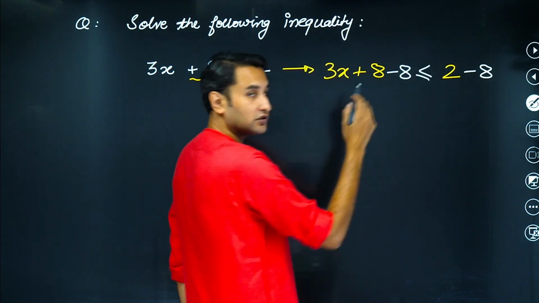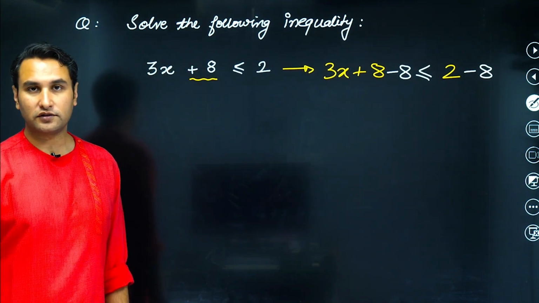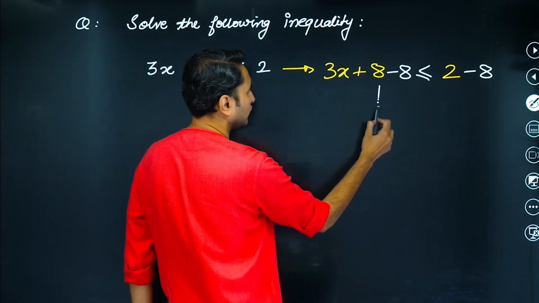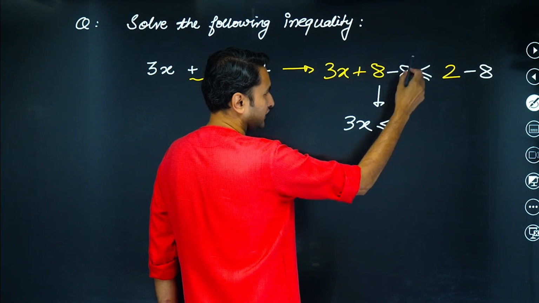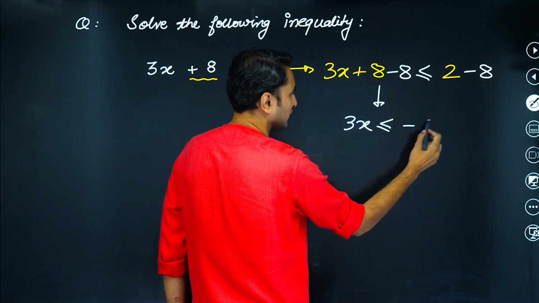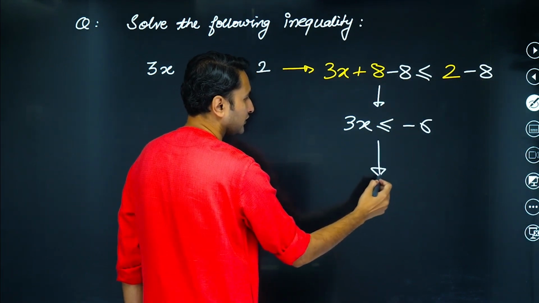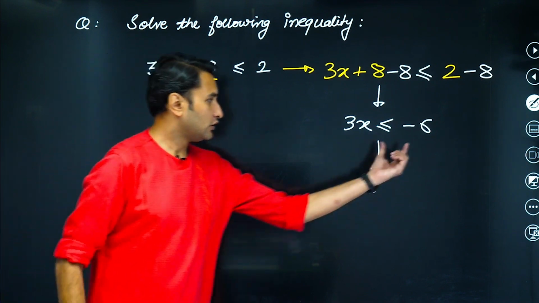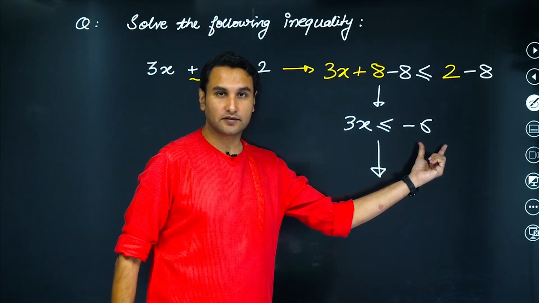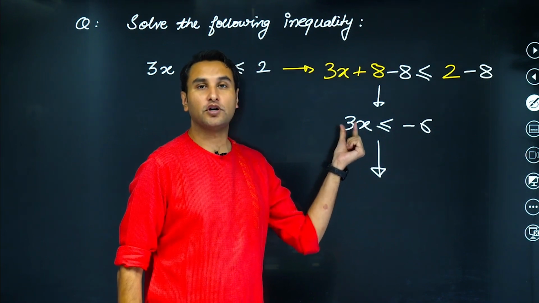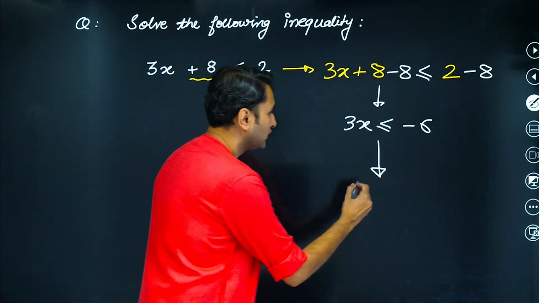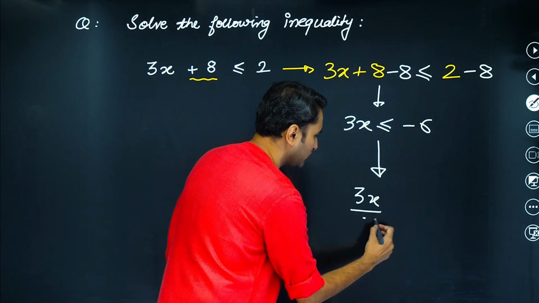Inequality will not change because we are adding and subtracting. So what do you get? 3x is less than or equal to, this becomes 0, 2 minus 8 is minus 6. Next step, don't get confused by minus 6. With x is 3, so you are dividing both sides by 3.